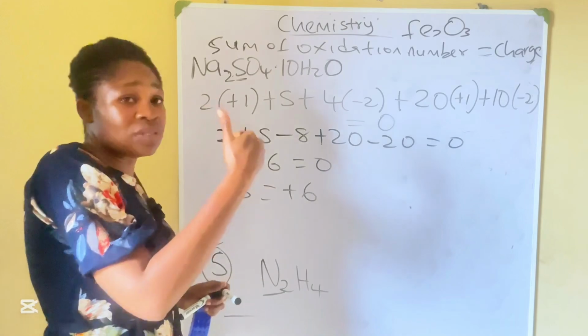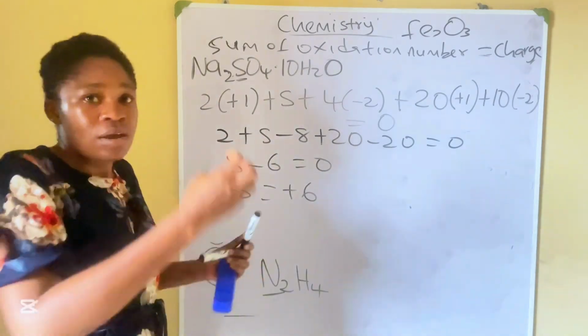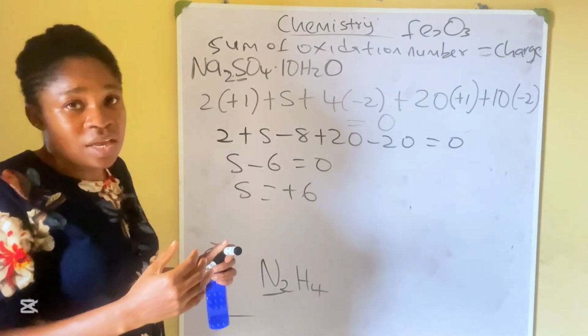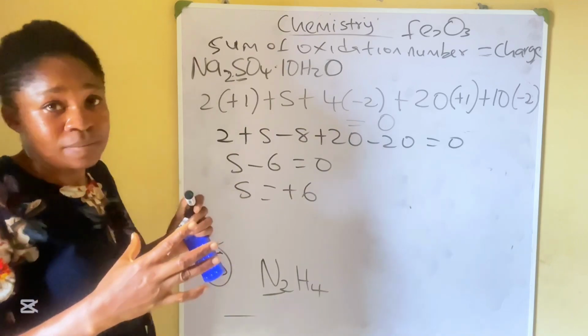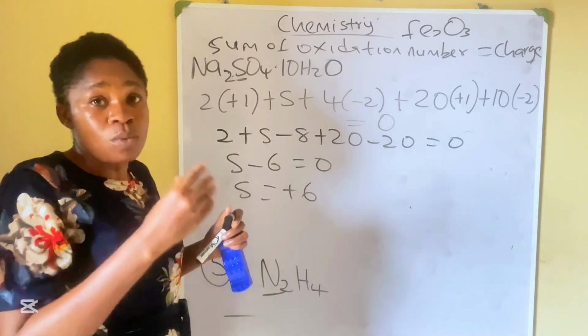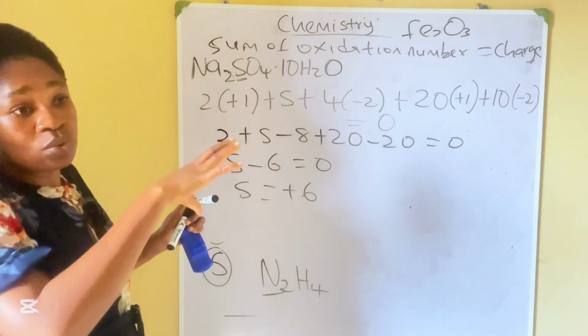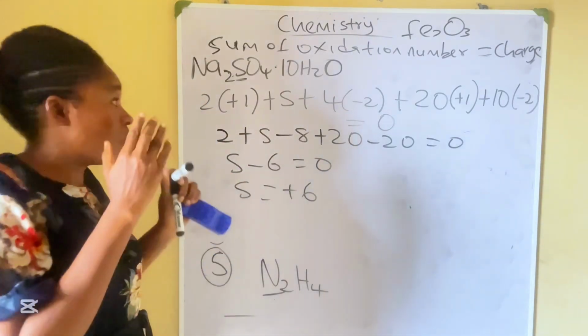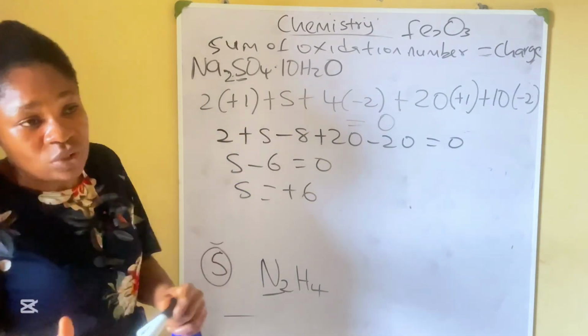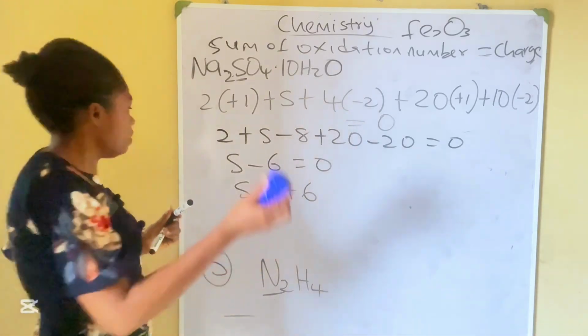So if you have to use the other method, please always state that the sum of the oxidation numbers of the molecules of water, of 10 moles of water, is equal to 0, whatever the number that has been given to you. So just say the sum of the oxidation numbers of H2O is equal to 0. Just state it before you start solving.